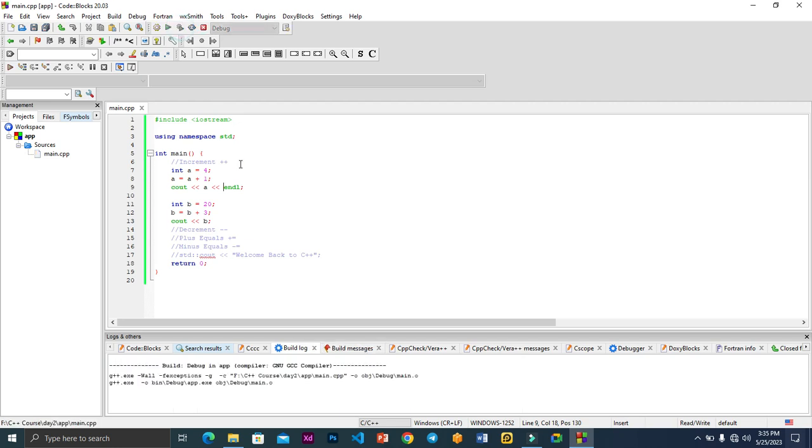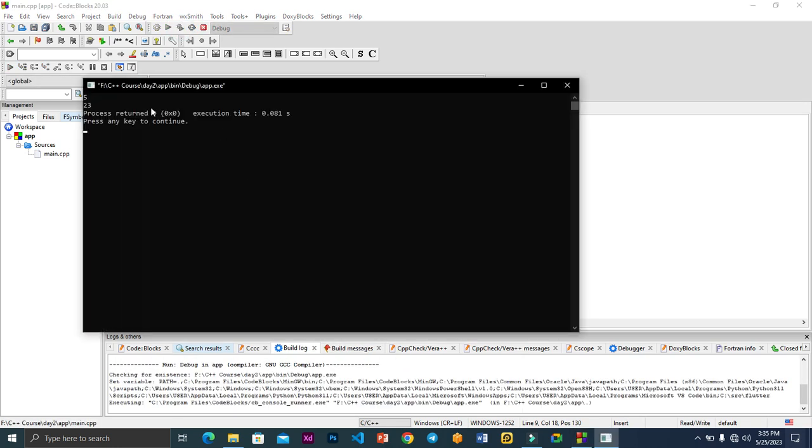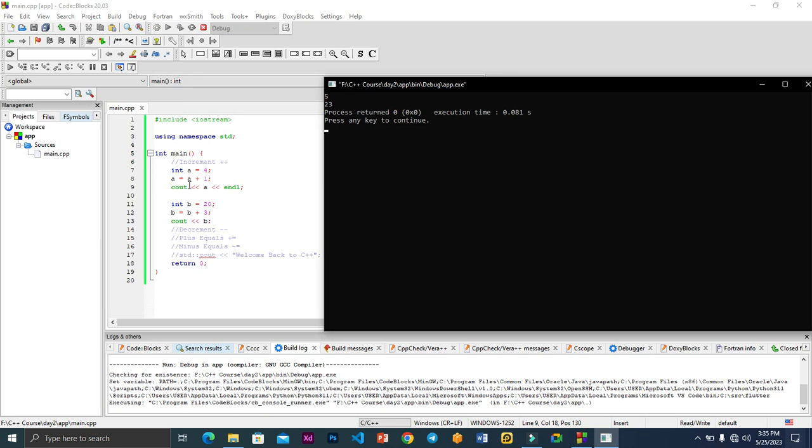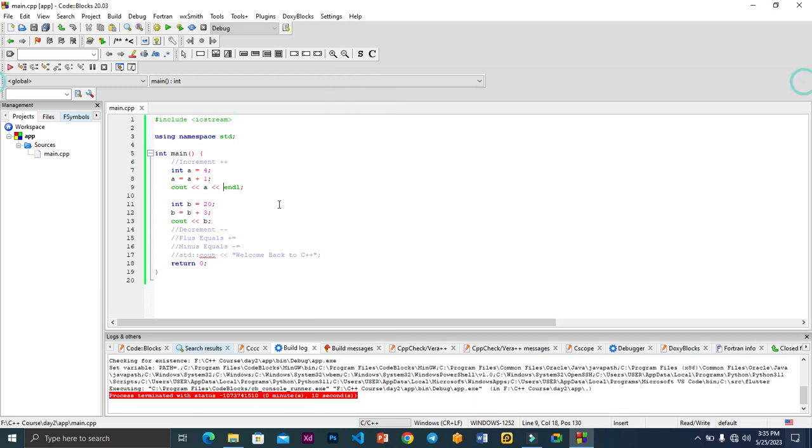Okay, so I've ended the line, and you see the first one is 5. Initially a is set to 4, it increased by 1, which is 5. Initially b is 20, now we add 3 to it, 23. Now we can combine this by saying a plus equals 1, meaning that we are adding 1 to a.